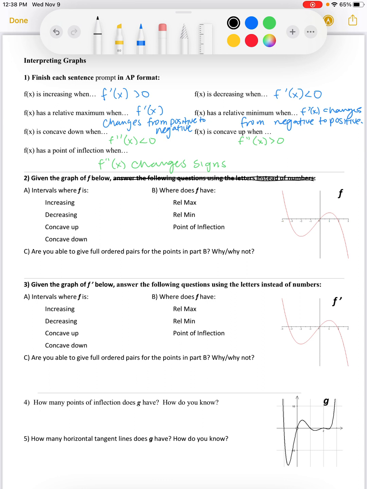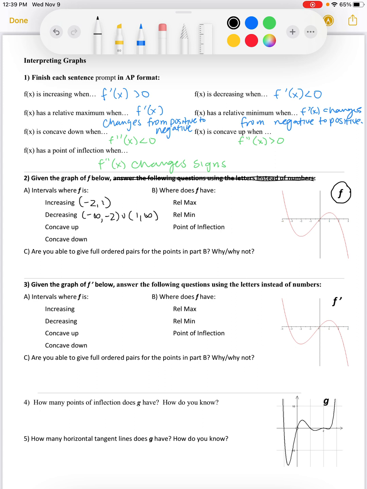Now, this is our f graph, so it's exactly as we see it. We're going to be increasing from -2 to 1, and decreasing from -infinity to -2, and then again from 1 to positive infinity. We are concave up, so that curve that's facing up.